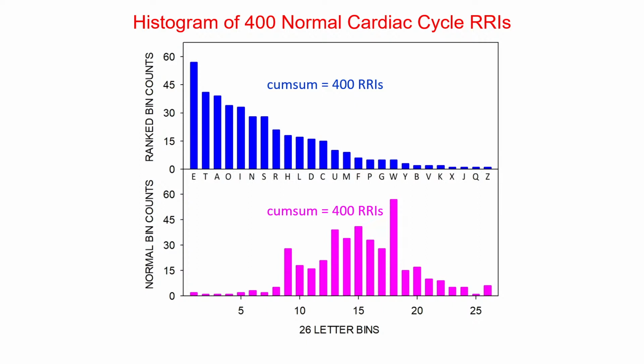But there's 400 RR intervals here. What we do, see this big bin right here? We rank order the bins. So we say, well, this is the biggest one right here, this pink one, and we're going to put it up here. We're going to put it in the first position because that has the highest count.